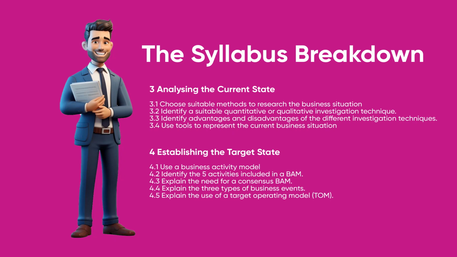You'll also learn about the 3 types of business events: external, internal, and time-based. For example, an external event could be a new competitor opening nearby. An internal event could be staff turnover. And a time-based event might be a busy season like Christmas. Lastly, we'll touch on using a target operating model, TOM, which helps you plan how the business will operate once it reaches its target state.